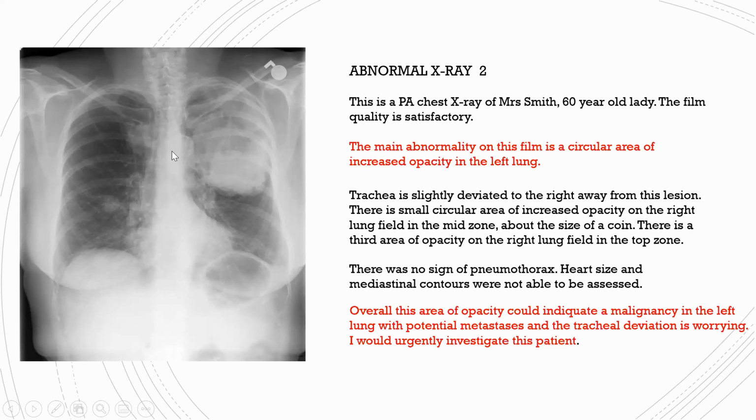Okay. And there is a small circular area of increased opacity in the right lung field middle zone, about the size of a coin, okay? There is a third area of opacity on the right lung field in the top zone. So you see how this is not the main thing, but we still have to mention it at some point, okay? There was no sign of pneumothorax, heart size, and mediastinal contours were not able to be assessed, okay? It's just very blurry.